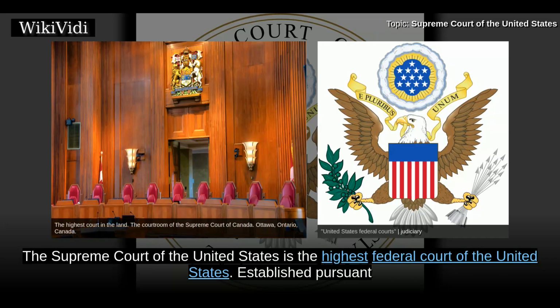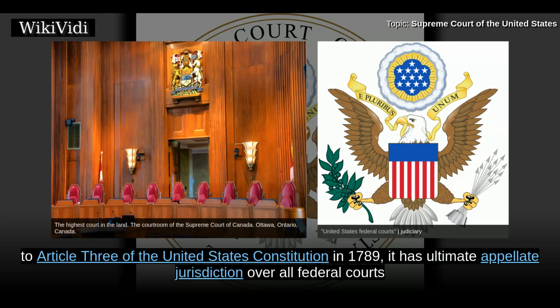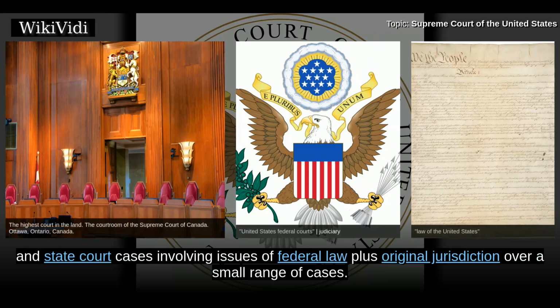The Supreme Court of the United States is the highest federal court of the United States. Established pursuant to Article 3 of the United States Constitution in 1789, it has ultimate appellate jurisdiction over all federal courts and state court cases involving issues of federal law, plus original jurisdiction over a small range of cases.